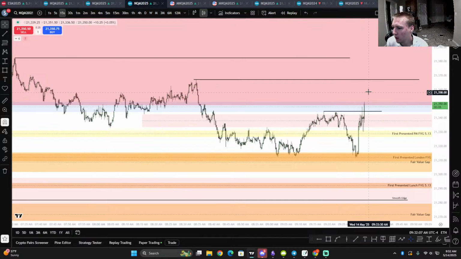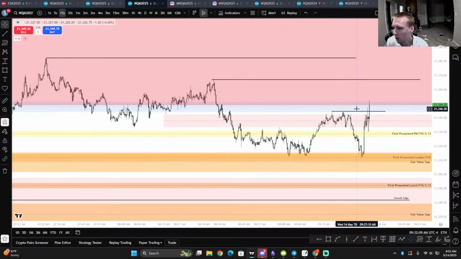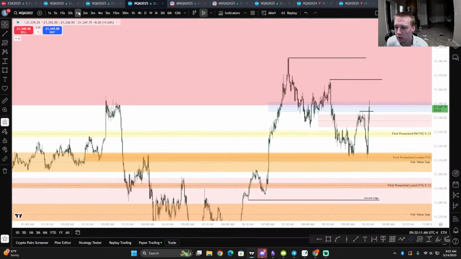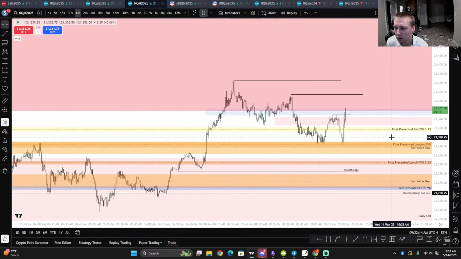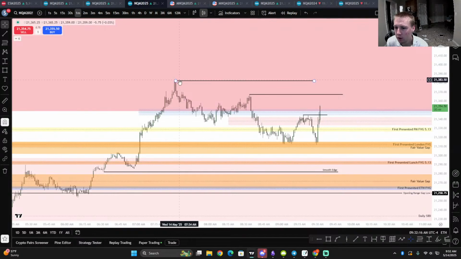All right, notice how we're trading above that now. I just want to study this. I don't really want to trade this. I don't think there's any reason for me to be in this. But it looks like we do want to trade to this high.